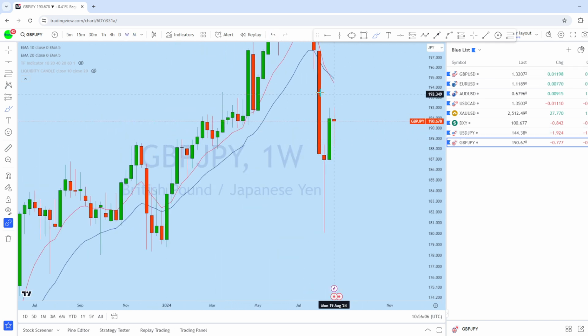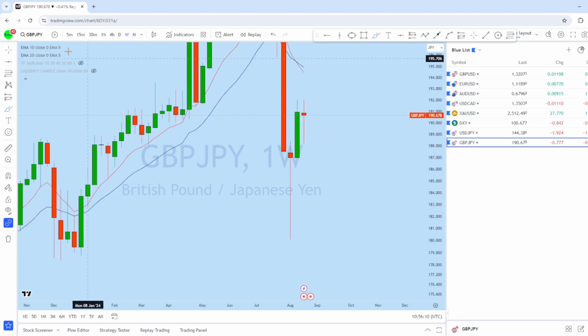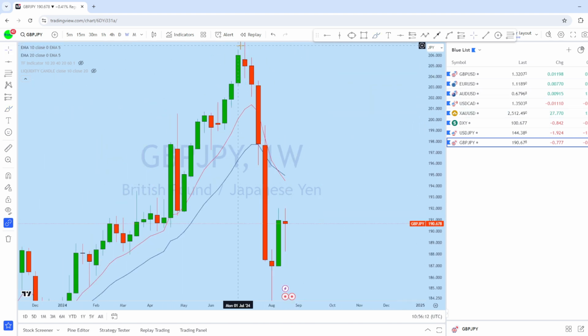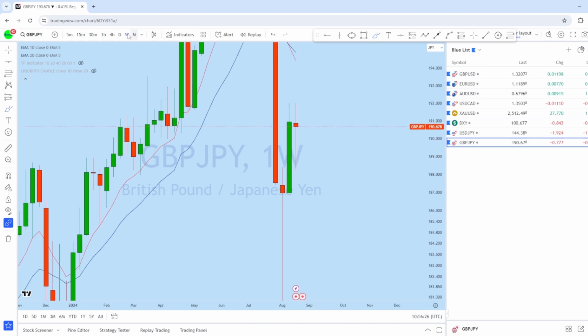If we look at the weekly chart, we can see that there is a weekly doji formation, and therefore there is a big drop, a pullback, weekly doji. This week we might see GBP JPY feeling weak, or even coming to this liquidity zone where there is a weekly candle, which is an important support level.